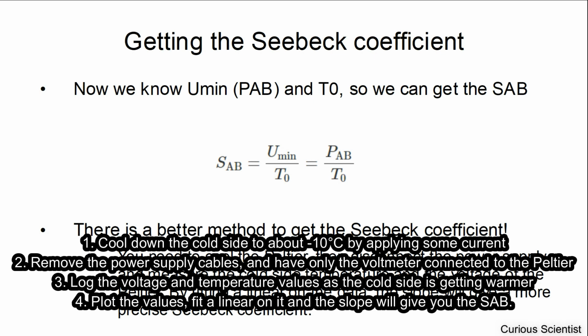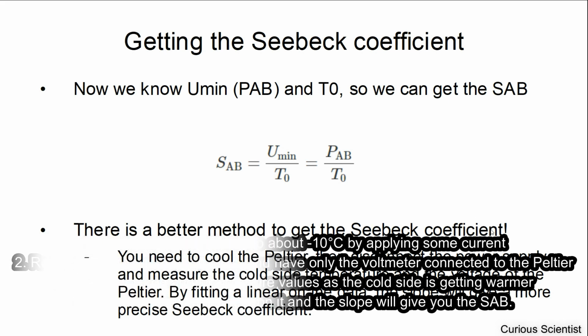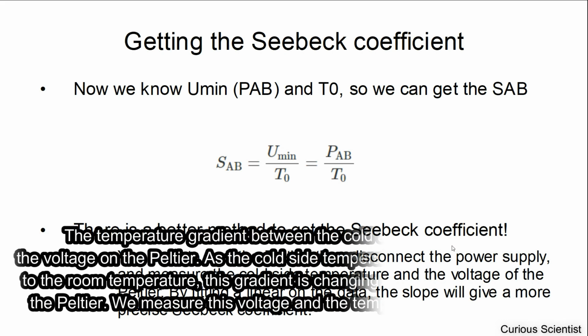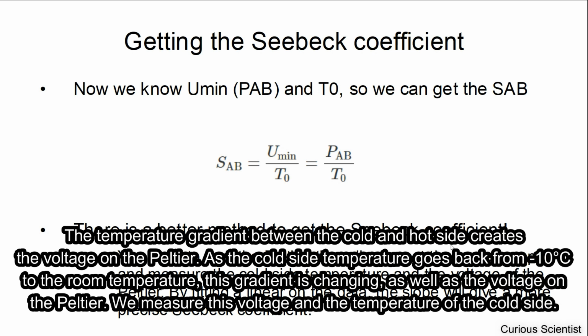And when you have this set of values, you will be able to fit a linear on these values. And the slope of the linear that you fitted on the measurement data will give you the Seebeck coefficient. And how does this work, or why does this work? I can easily tell you. So when you create a temperature gradient between the cold and the hot side of the Peltier cooler, so you use it basically in reversed mode, then there will be a voltage created on the output of the Peltier device.